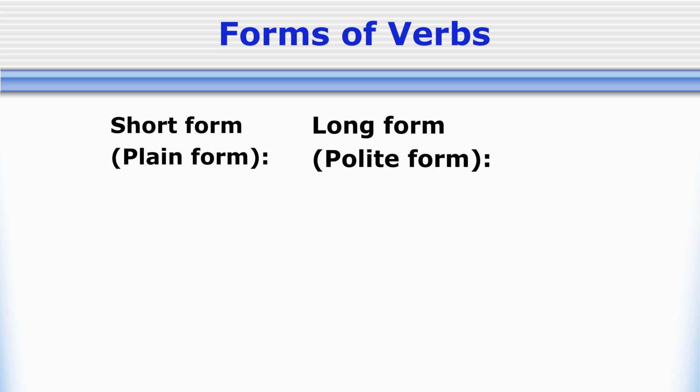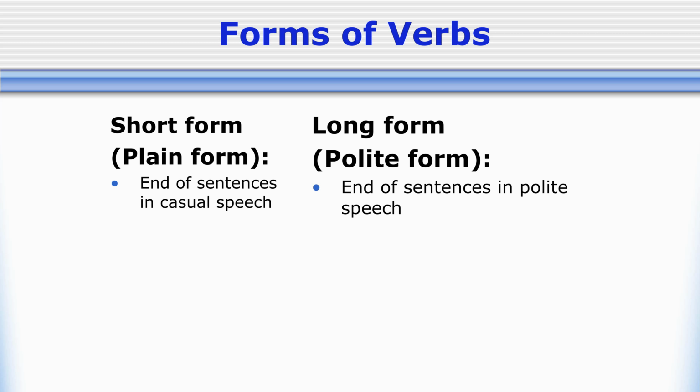So you may remember that when we first introduced verbs, we talked about two main kinds of forms. We have a short form and a long form. That's what Genki calls them. If you've looked at another textbook before, you might have heard of plain form and polite form. It's the same concept. Short form is what we use at the end of our sentences in casual speech, whereas long form is what we use at the end of our sentences in polite speech.